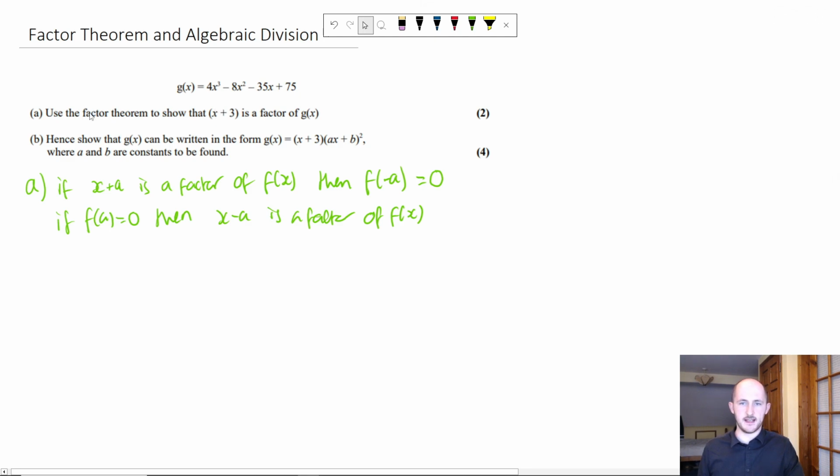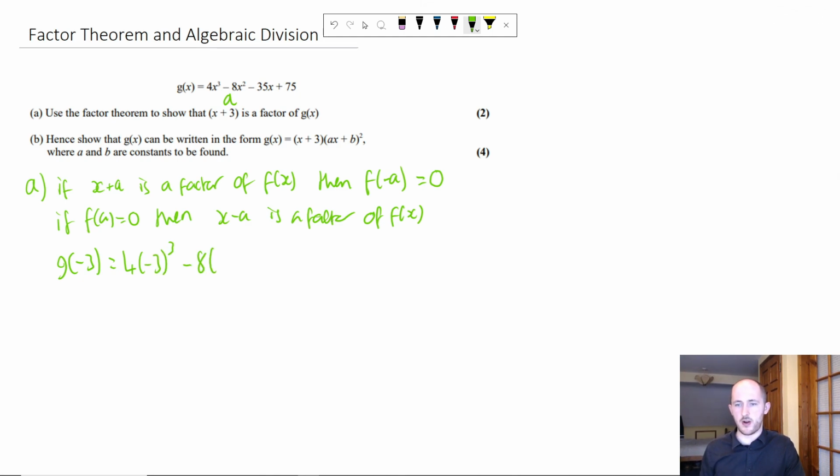So they're saying that we need to use the factor theorem to show that x plus 3 is a factor of g of x. Well, if we have a look at this first line here, they're saying if x plus a, where a is equal to 3, is a factor of f of x, then f of minus a, so minus 3, should be 0. So what I'm going to do is I'm going to sub in minus 3 into this equation and see if it equals 0. Now, of course, we can just use our calculators.